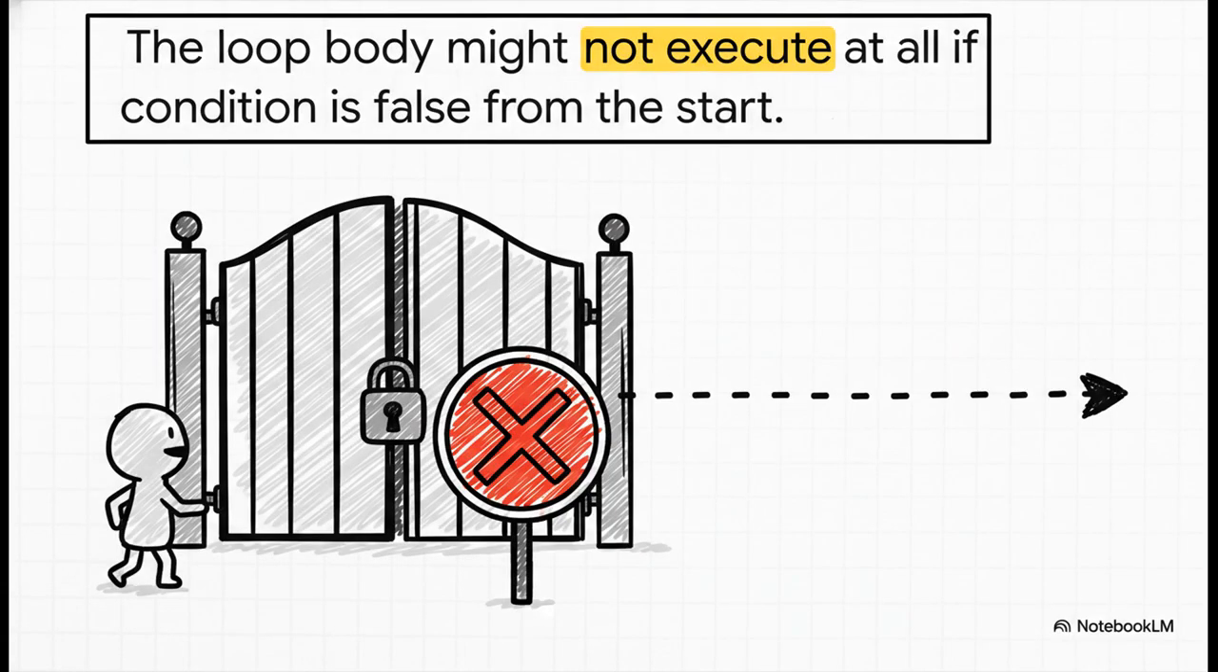And this brings us to the most important feature of the while loop. Because that gatekeeper checks your credentials first, if the condition is false from the get-go, the code inside the loop will never, ever run. Not even once. The gatekeeper just says, nope, not today, and your program just keeps on going.